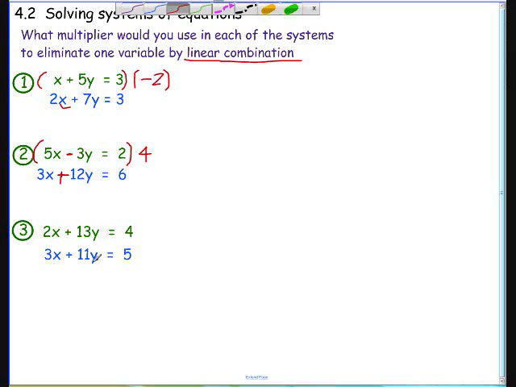Now, in my third one, I'm not so lucky, am I? Oh dear. Yeah, I'm going to have to multiply both of them by something. And I do want to keep it as simple as possible, so that means I'm staying away from the 13 and 11 associated with y. And I'm going to work with x again. I'll multiply this by 3 and this by -2. That'll give a positive 6x, a negative 6x, so that when I add them together, I'm eliminating a variable.